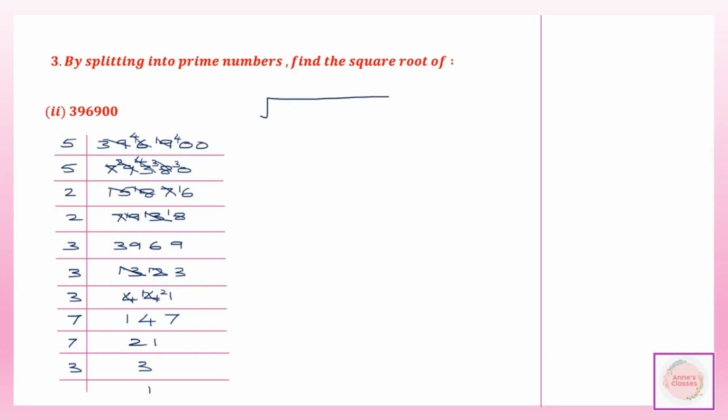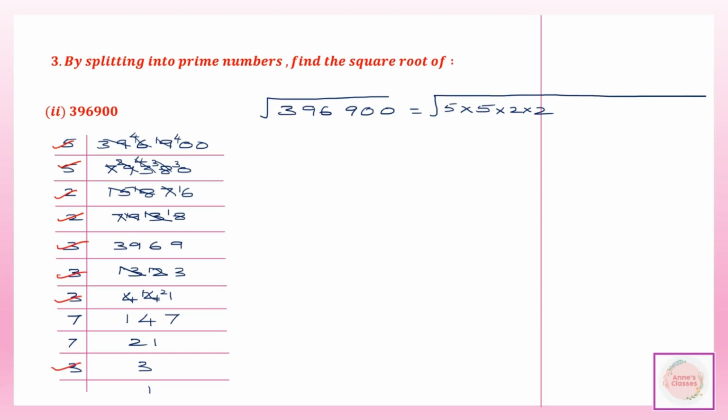So the square root of 3,96,900. Let's put all this under the square root symbol. So let's count all the 5s first. So 1, 2. We have only 2 fives. Let's write that. So 5 into 5. Then let's take the 2s. So here we have 1, 2. Only 2 twos. Let's write that. Into 2 into 2. Then let's look out for the 3s. 1, 2, 3, 4. We have 4 threes. Put all the 3s together. 1, 2, 3 and 4.